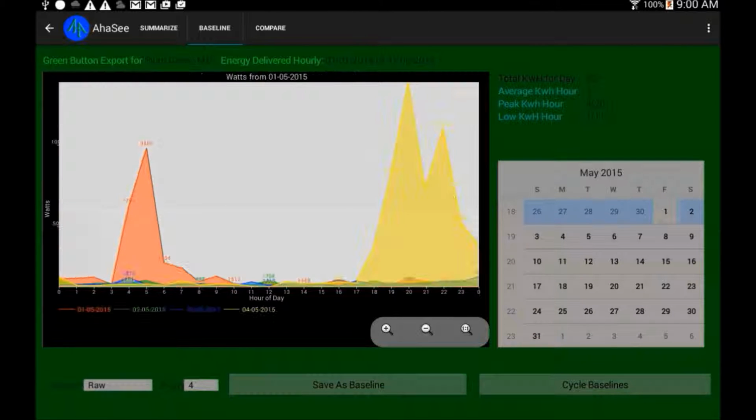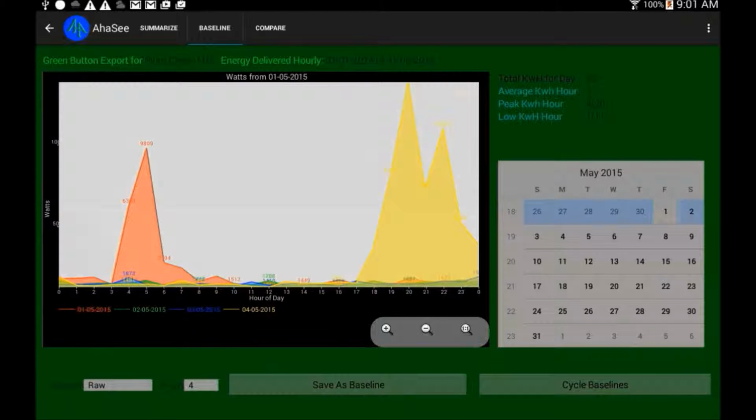What's also interesting and useful is when you take a baseline when the house is unoccupied. So here, we'll look at 4 days. The first day was May 1st. I took my shower in the morning, and then I left for a vacation for a couple days.